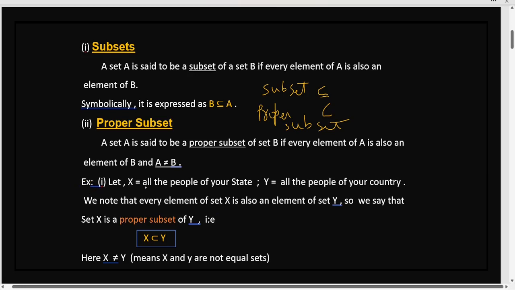Now we'll see the example. See, let X be all the people of your state. You are living in a country and you are living in a state. All the people in the state belong to set X. And Y is all the people of your country. So all the people living in the state are automatically living in the country. So X is a subset of Y. Also, X is a proper subset of Y. So we'll write X is a proper subset of Y. This is the symbol we use. Here X is not equal to Y, meaning Y and X are not equal sets.